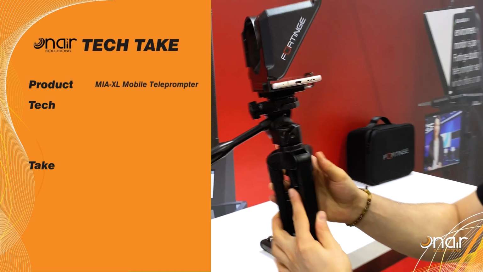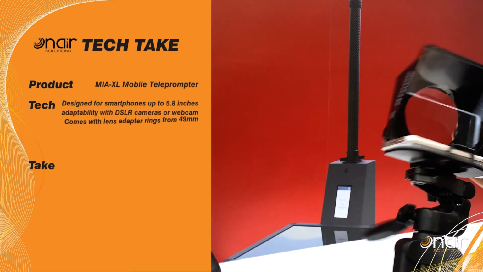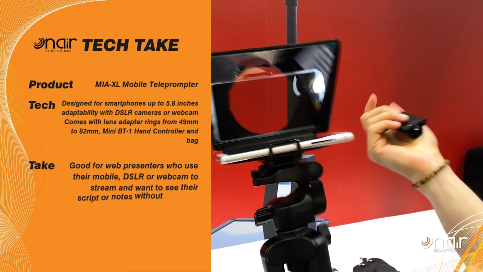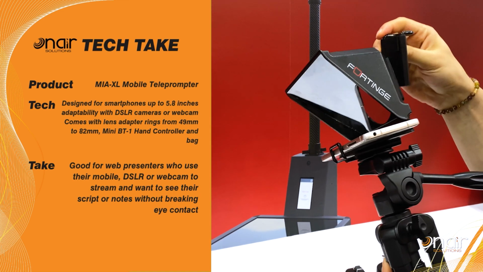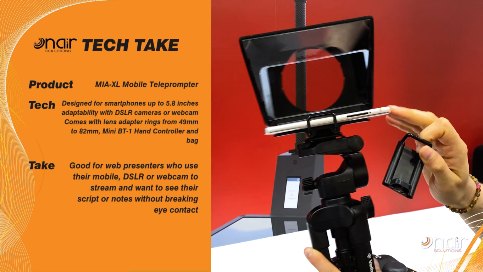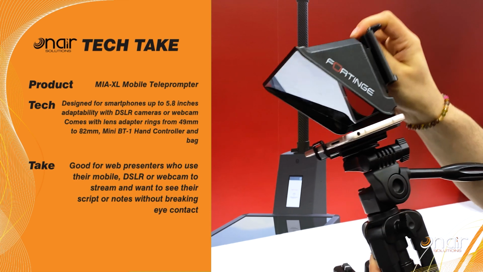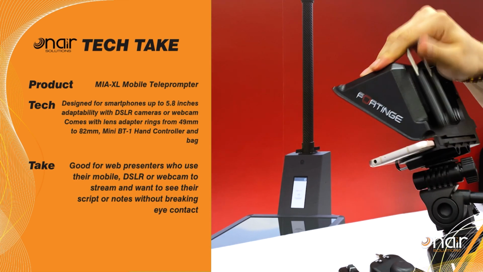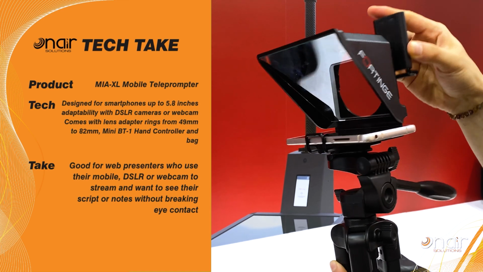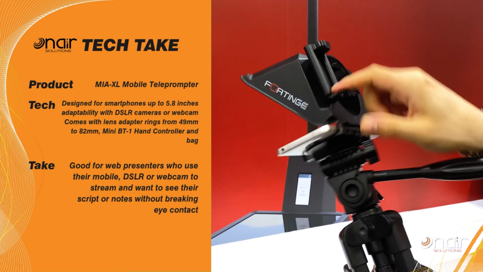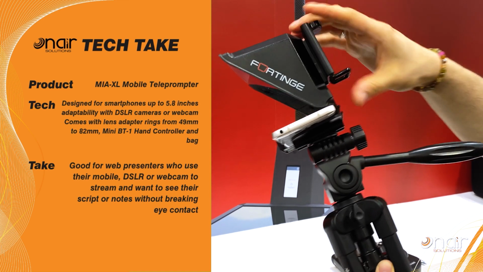This is very tiny and very small one to use for the normal telephone, mobile phones. So if you want to shoot with the phones, you can just put your phone, or just do it the opposite side. Put your phone here, like here, and start shooting. So there you have it, a fantastic range of teleprompters from Fortinge.